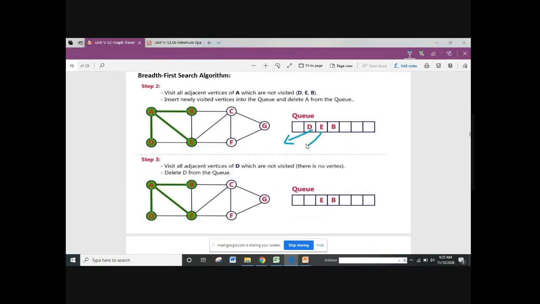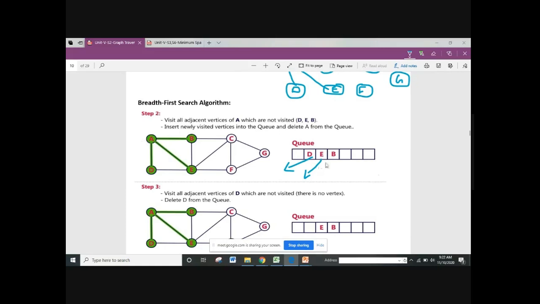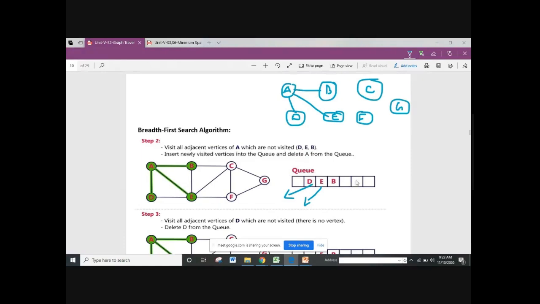Now the next one is E. When E has to be DQ'd, again I will look into this diagram. What are the adjacent vertices? E's adjacent vertices are B, A and C. A is already visited, B is already in the queue. The only additional thing is, what are the additional adjacent vertices of E which I have to enqueue? You have to answer each and every question, otherwise I feel like I'm teaching myself. C and F. Yeah, C and F. Okay, so E's adjacent vertices are C and F. It is B and A also, but A is already visited. B is also already visited. That's the meaning. They are already in the queue. Then the only ones not there are C and F. So I will include C and F over here.